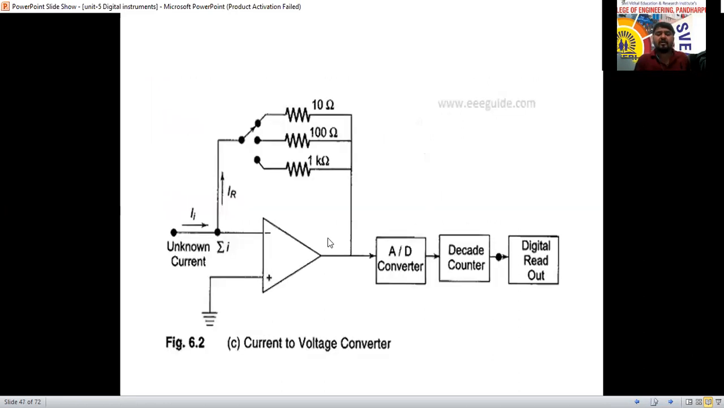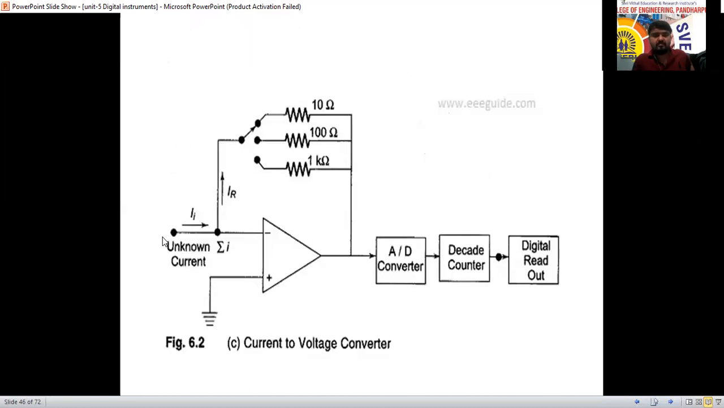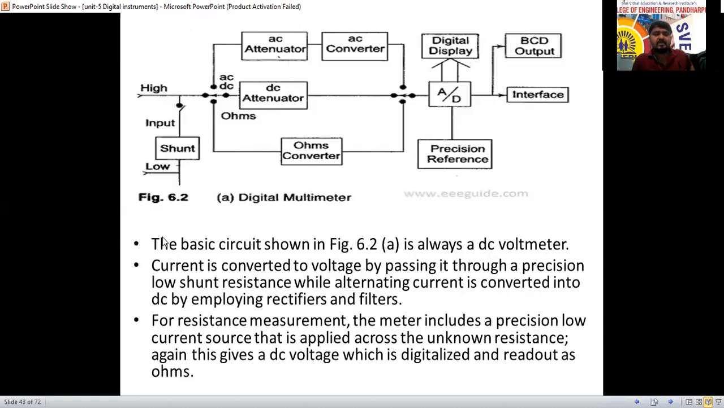Now we can measure the current, that is a current to voltage converter. The input given is current, but the output we get is voltage, which is proportional to the input current. So this completes the digital multimeter. This is the digital multimeter diagram.